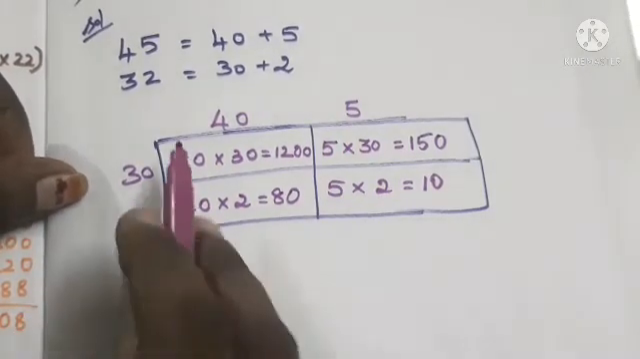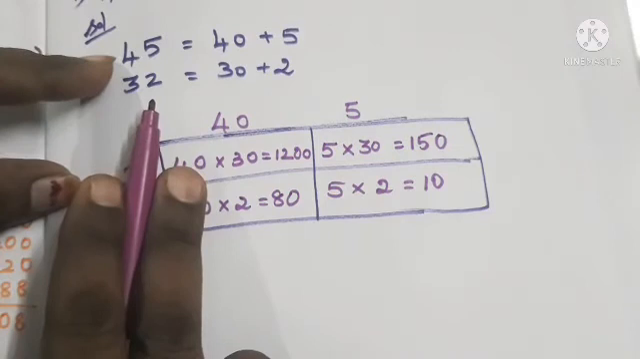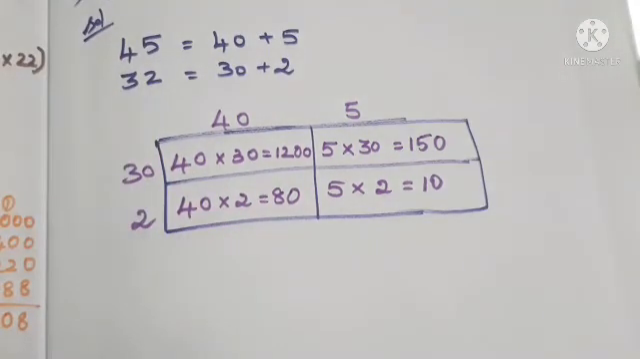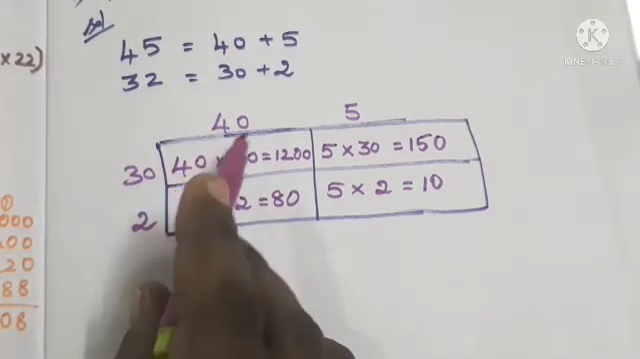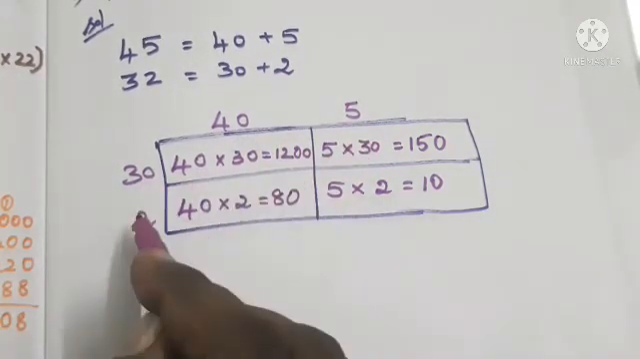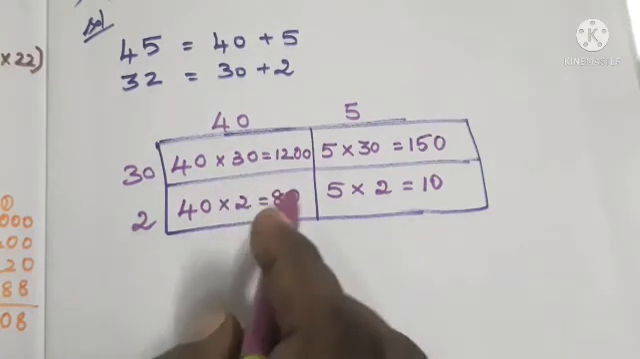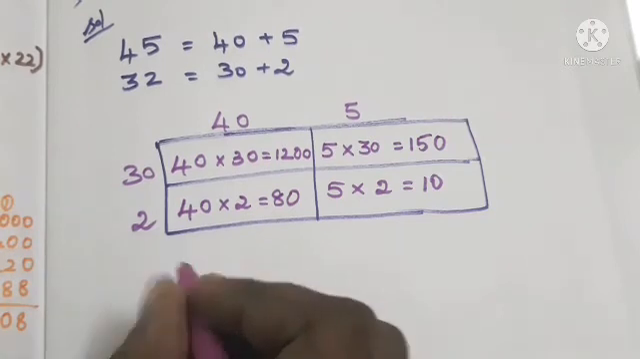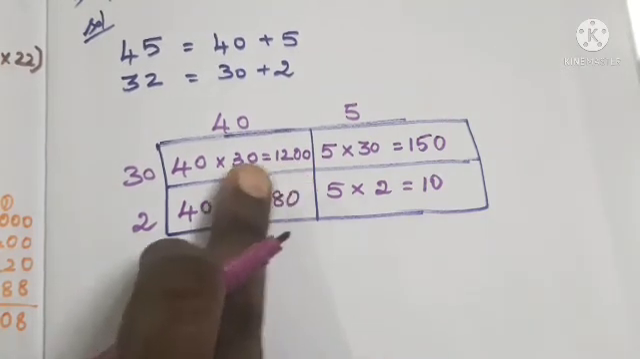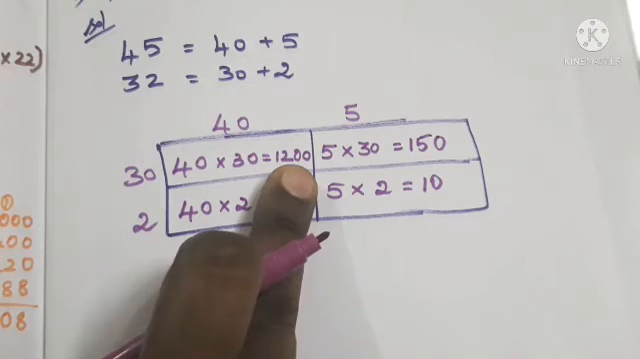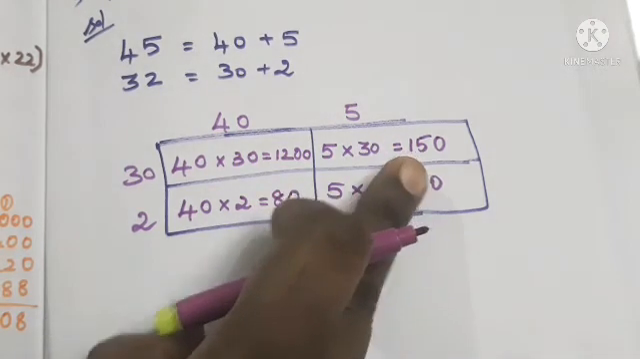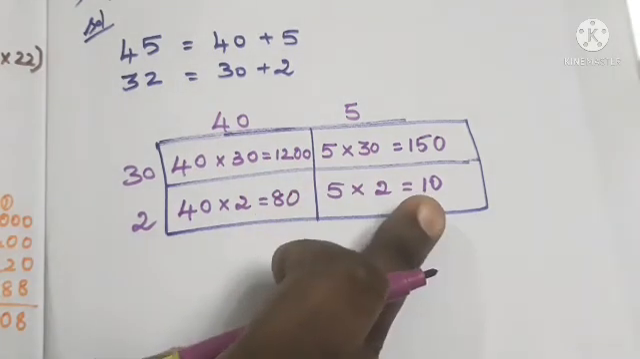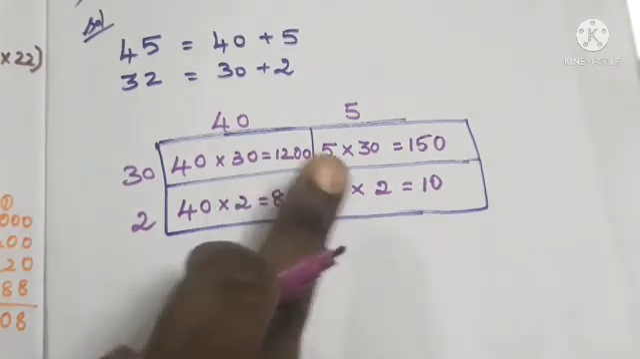So we have to first break the numbers like this. Break the multiplicand and multiplier like this. Next we have to draw the box. Next we have to write the broken numbers at the top of the box as well as the left side of the box. Next we have to multiply like this. Then next step we have to add the products. Here we have a product as 1200, here the product is 150, and in the next box we have 80 as the product, and here we have the product as 10. So now we are going to add all the products.